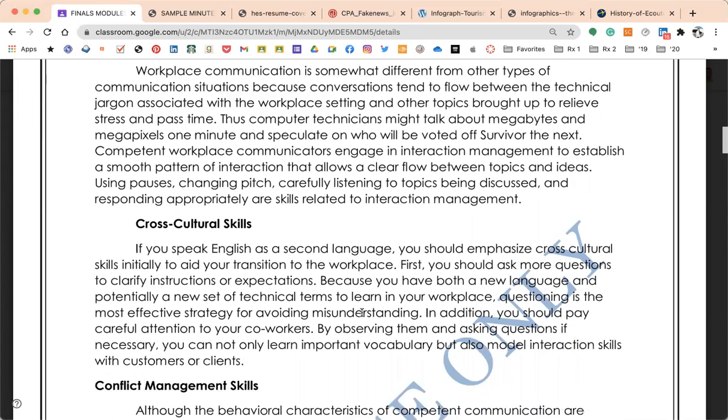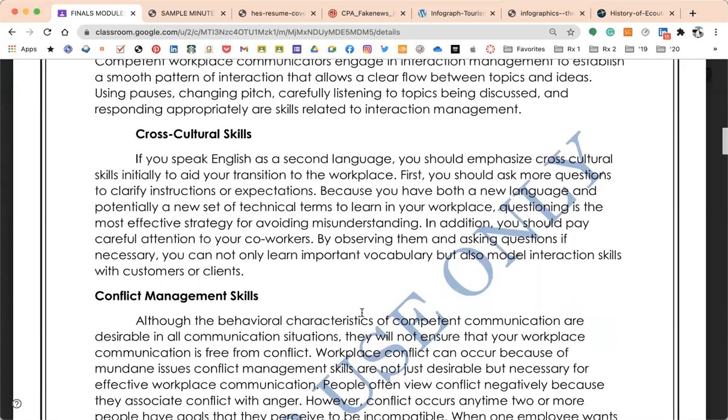Cross-cultural skills, of course, is initially to aid your transition to the workplace. Like, remember our cross-cultural communication topic last time. You should ask more questions to clarify instructions or expectations. If there are things that you don't understand, you can ask as long as it is viable.